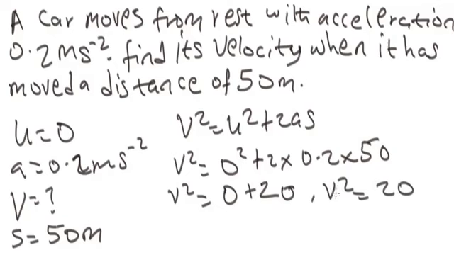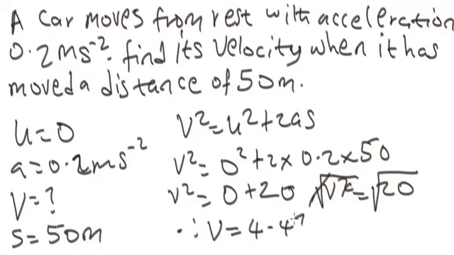So to make v the subject of the formula, you take the square root of both sides, so the square root cancels the square, therefore our v will be square root of 20, which will be 4.47 meter per second. Alright, if we leave it to two decimal places, this will be the answer to this question.